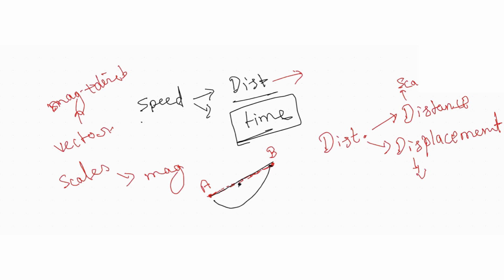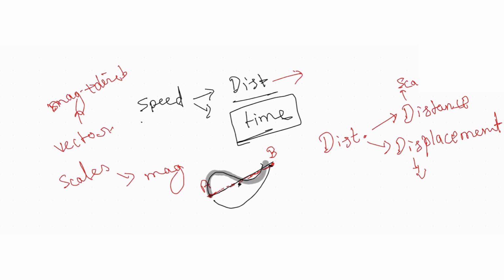So we might have different paths. It can be like this, it can be like this. When we measure the distance, for the distance we go in this path, so the distance will be how much we moved. So distance is the total traveled.